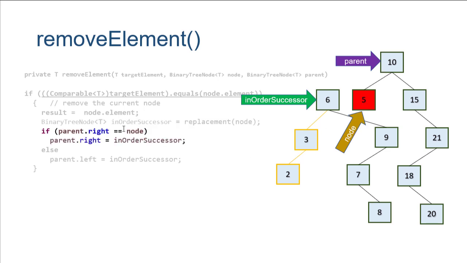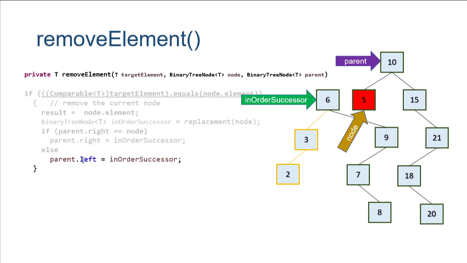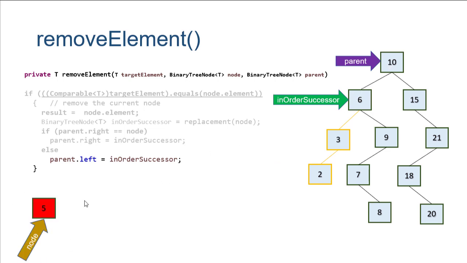And so if the parent's right is equal to the node, which is not the case here, we'll go to the else case. So parent left is equal to the in-order successor. What we're going to do is change this link so that now the left child of 10 is going to be 6, not 5. So 5 is now junk, and you can see we've replaced the left child of 10 with 6. And now we have removed 5 from that binary search tree.